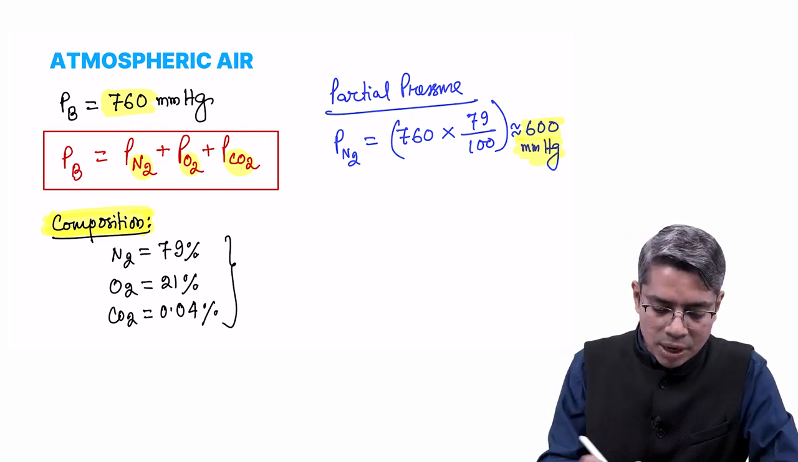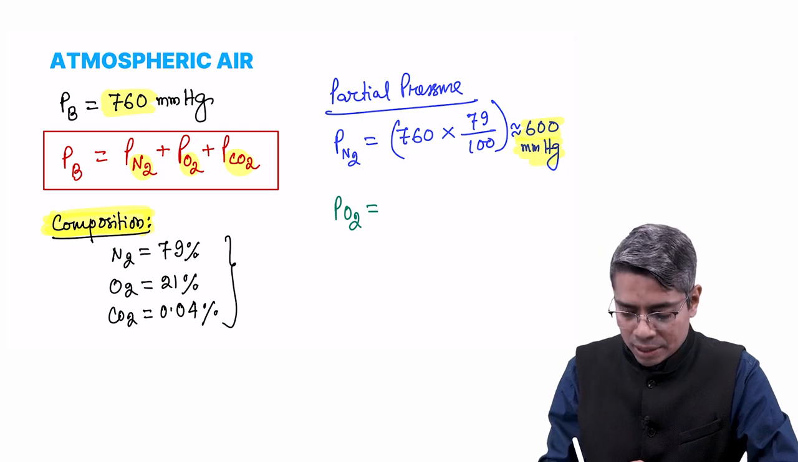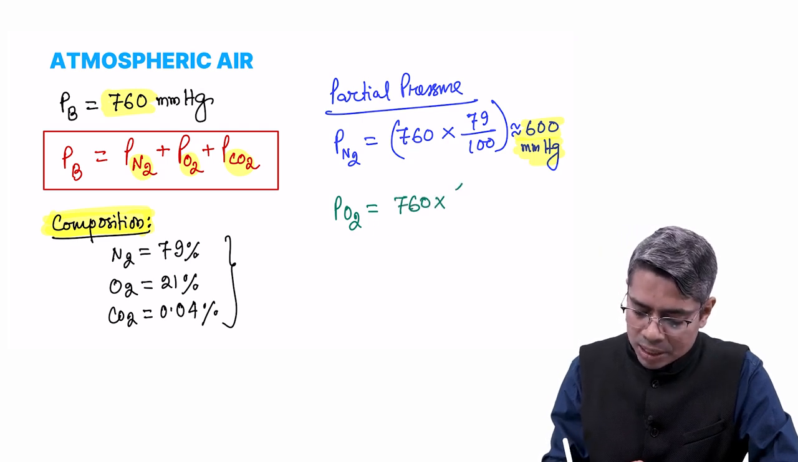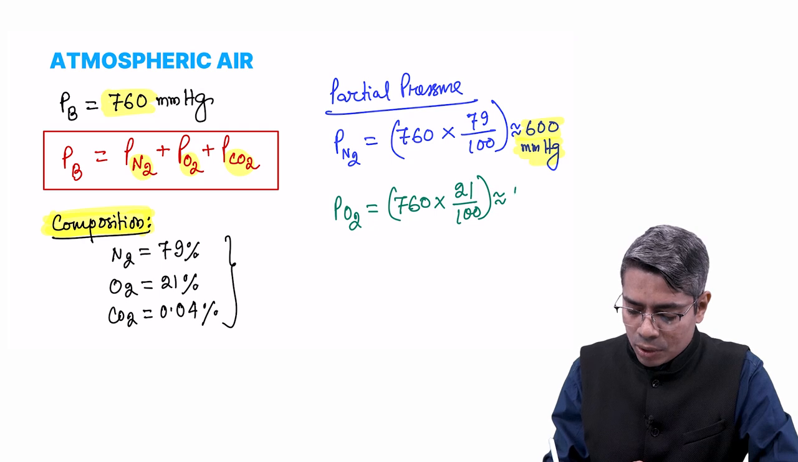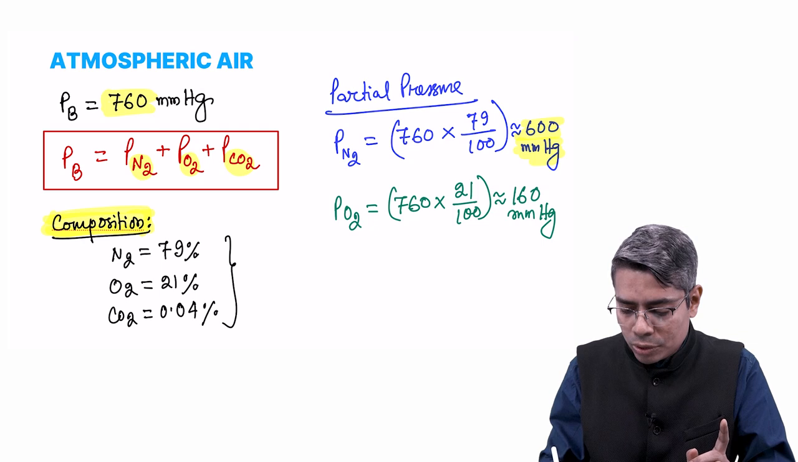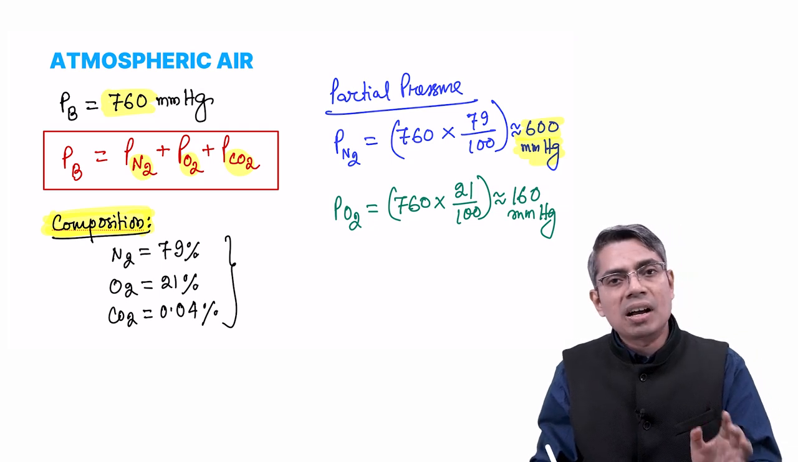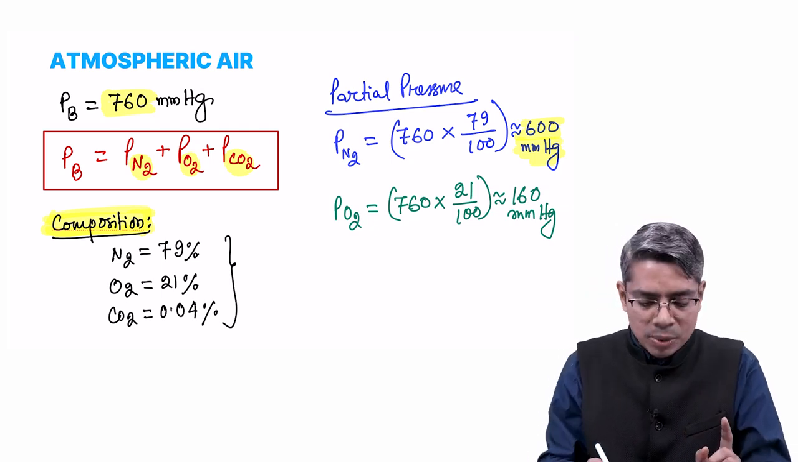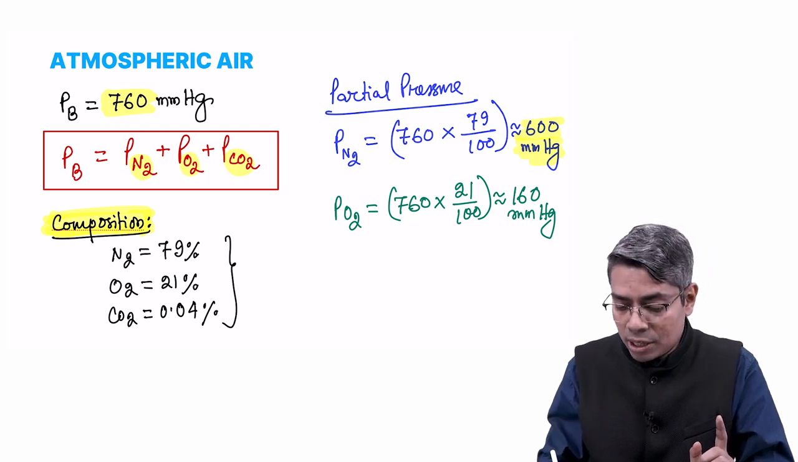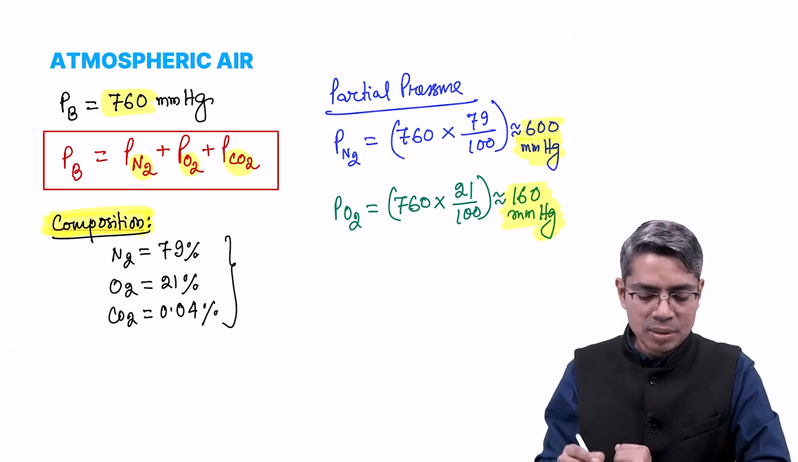Then if we calculate the partial pressure of oxygen, PO2, I am going to use the same formula: the total pressure 760 multiplied by the percentage of oxygen, that is 21 percent, and it will be approximately 160 millimeter of mercury. This is very, very important to understand. The partial pressure of oxygen in the atmosphere was a question in JIPMER, and most students make a mistake. They mark 100 millimeter of mercury, but a partial pressure of 100 millimeter of mercury is at the level of the alveoli, not at the level of atmospheric air. So, atmospheric air has a partial pressure of oxygen of 160 millimeter of mercury.